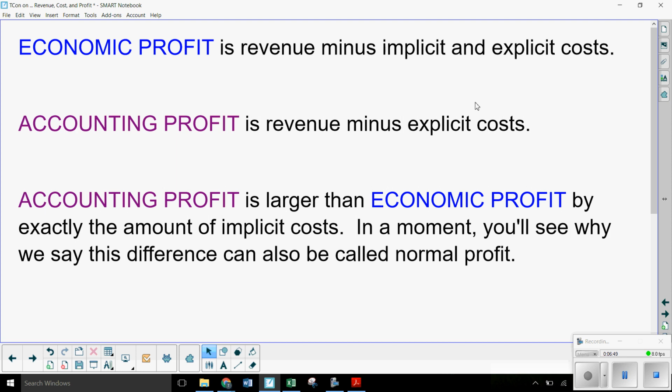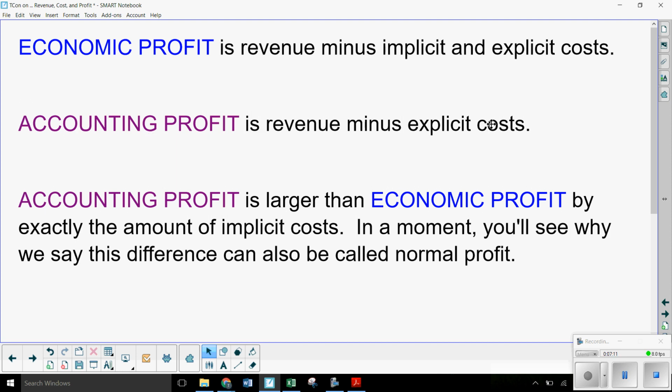Okay, so now some basic core definitions here. Economic profit is total revenue minus economic cost. Well, what's economic cost? That's implicit and explicit. Accounting profit is total revenue minus accounting costs. Well, those were only explicit costs. So accountants have a smaller view of cost, so they're going to end up with a little more profit because they subtracted a smaller number.